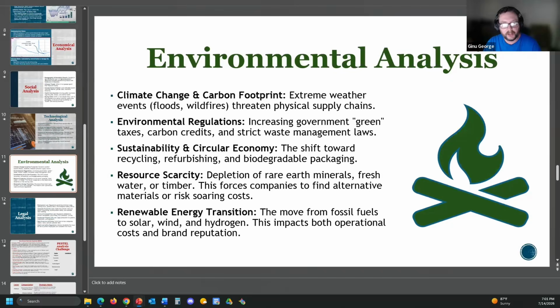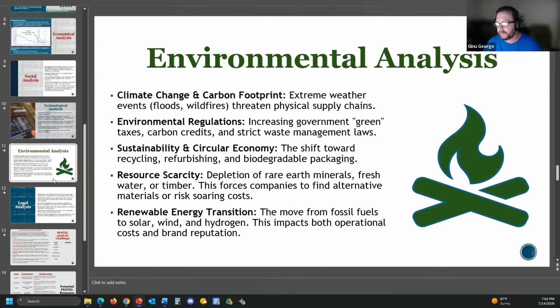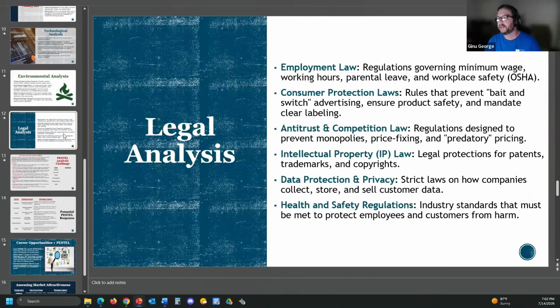So managing your environmental footprint is not just about doing good. It's about making sure that you aren't going to get in trouble with the governments. It's going to make sure that consumers are still going to come to you for a product because you're environmentally aware. So that's PESTE. How about our final L here?